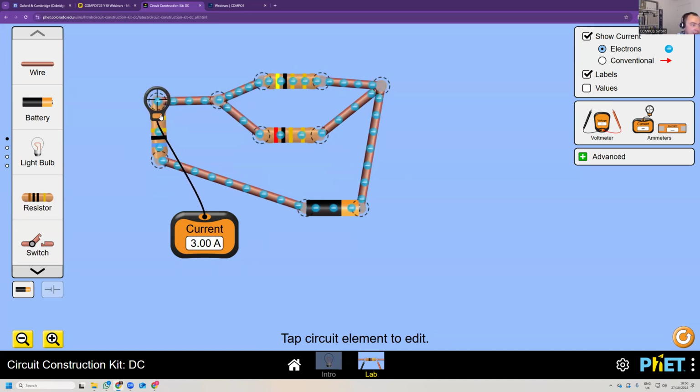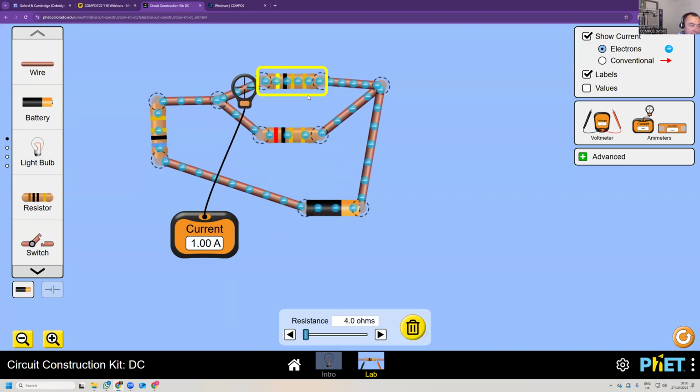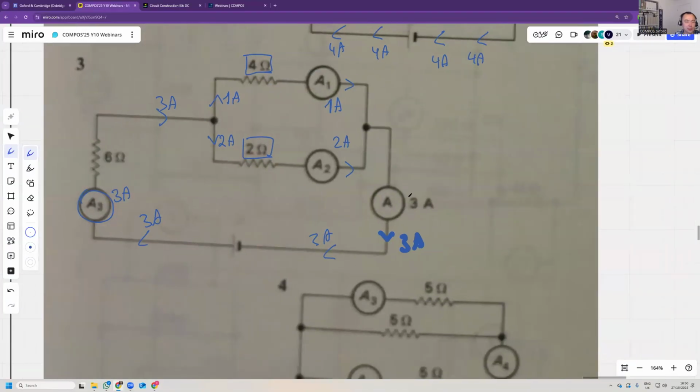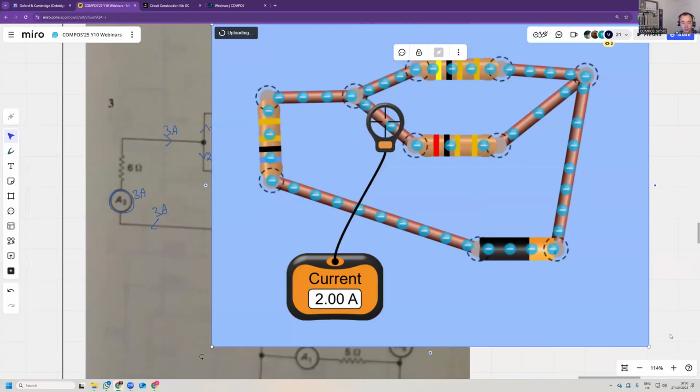3 amps, 3 amps, 3 amps, 3 amps. And then we see that here we have 1 amp going through the 4 ohm resistor. There's 1 amp, and there's 2 amps going through the bottom resistor. So it makes perfect sense. Take a snapshot of this to show that this is in fact true.